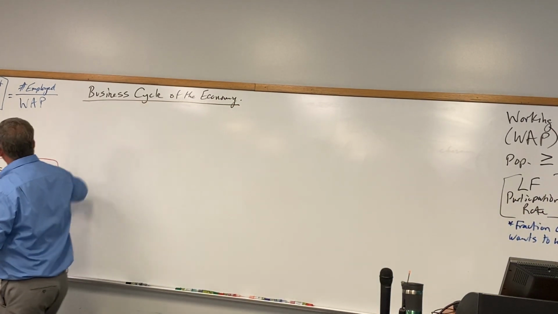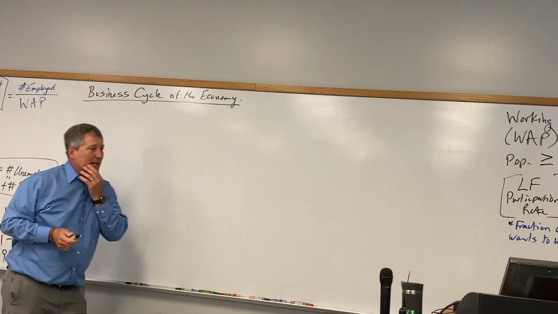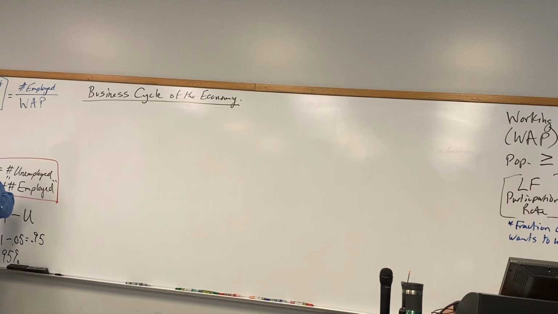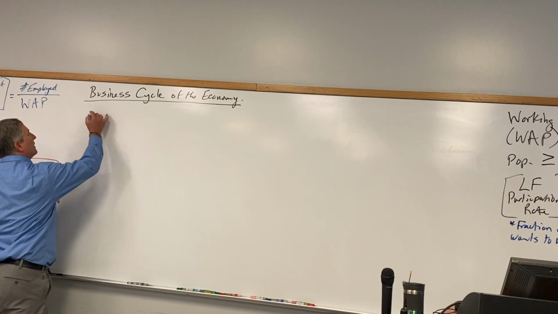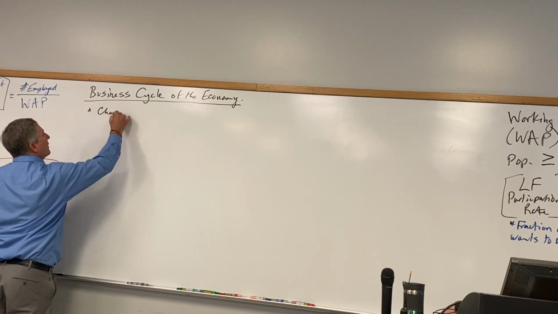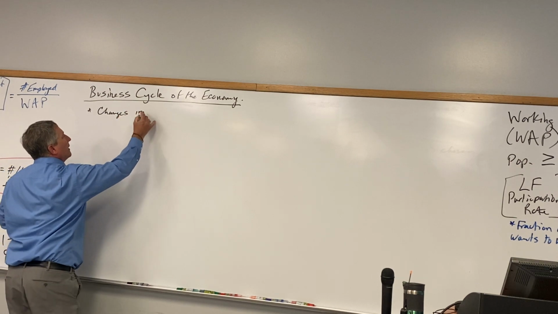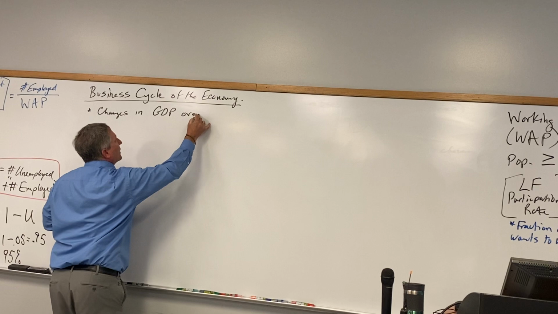The chapter actually starts off with this topic, but I wanted to jump into unemployment first. So the business cycle of the economy. So this is the idea of the ups and downs, and the ups and downs, the business cycle is changes in GDP over time.